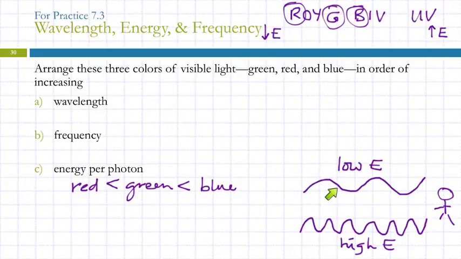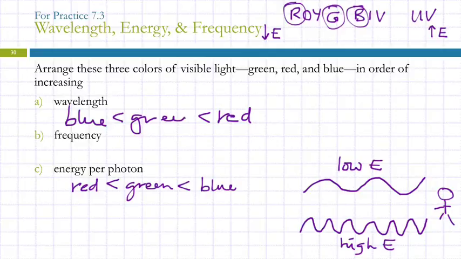So we can look at this and see, well, this is a long wavelength. And so if I want to go in order of increasing wavelength, I want the longest wavelength at the end. So the longest wavelength would be last. That's the red. Longest. And which one has the shortest wavelength? Blue. So blue is the short wavelength, green is in the middle, and red is at the high end. That's how long the wave is.